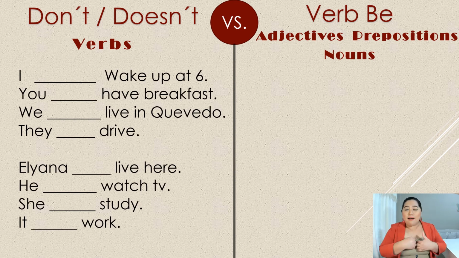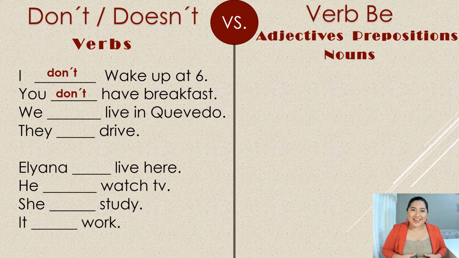The first one, I wake up at 6. But this is not true, so I'm gonna make this sentence a negative one. How? Yes, we use the auxiliary don't. I don't wake up at 6. What happened with you? Yeah, you don't have breakfast. Or maybe we don't live in Quevedo. We live in Milagro. And they? Yeah, one more time. Don't. They don't drive. They don't know how to do that.